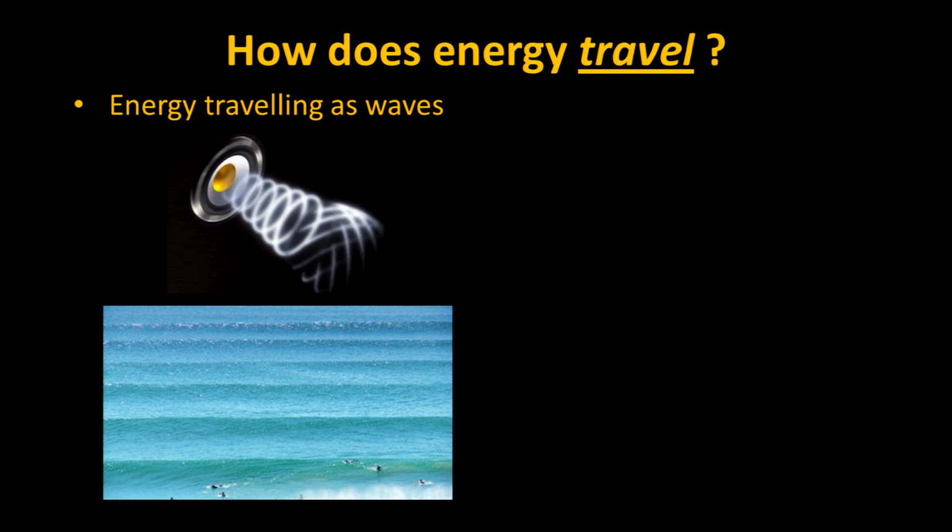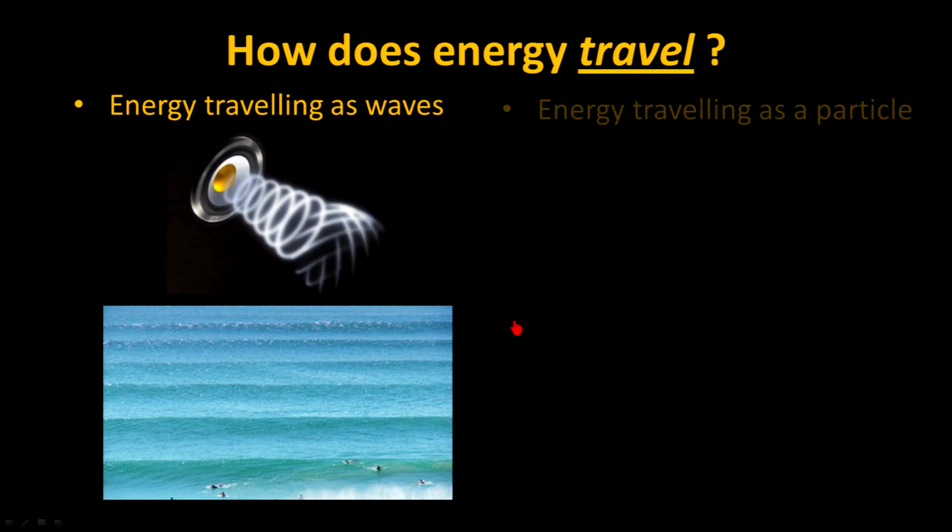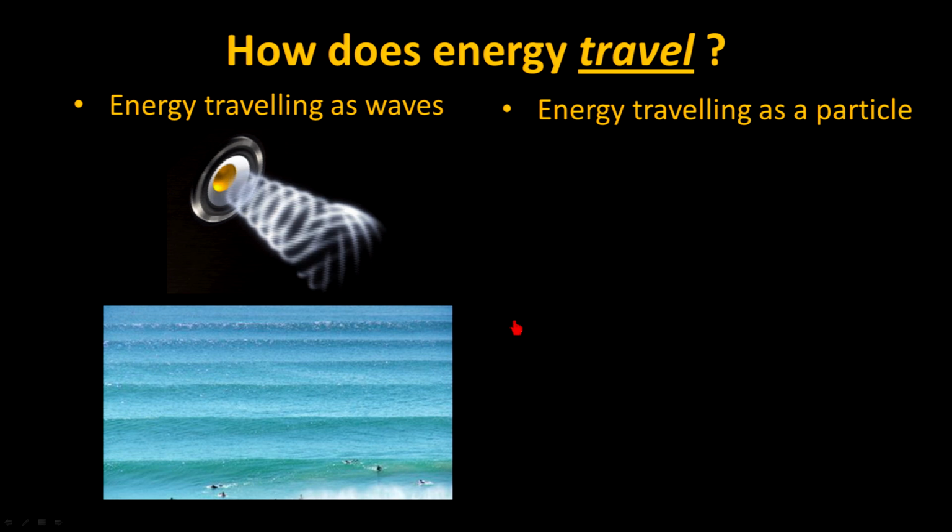Some very distant storm raging over the ocean has ended up allowing that energy of the storm to get transferred to the water. And then that energy travels through the water in the form of the wave. And then eventually the wave breaks on the beach. So energy can travel as a wave, or energy can travel as a particle.